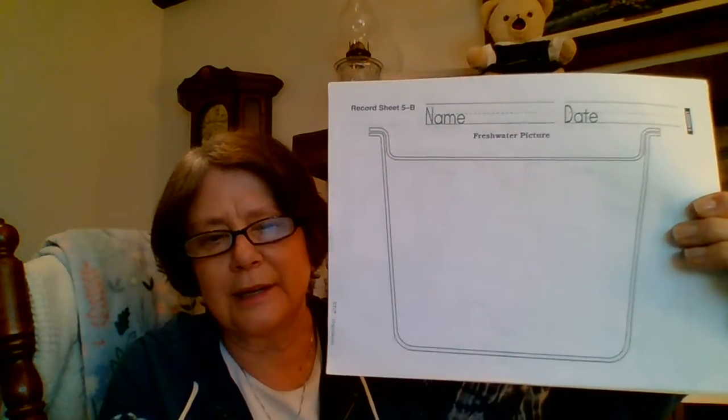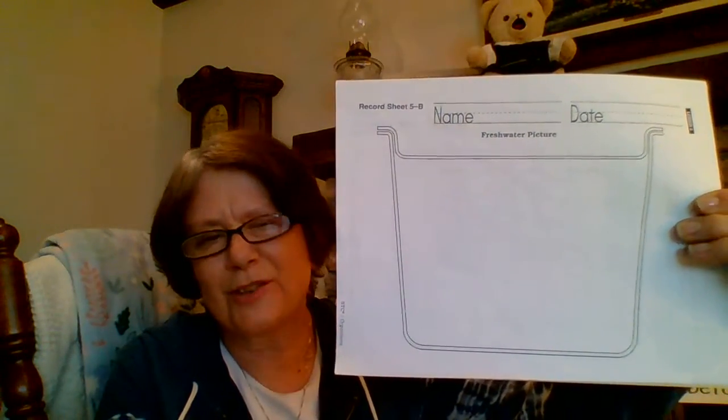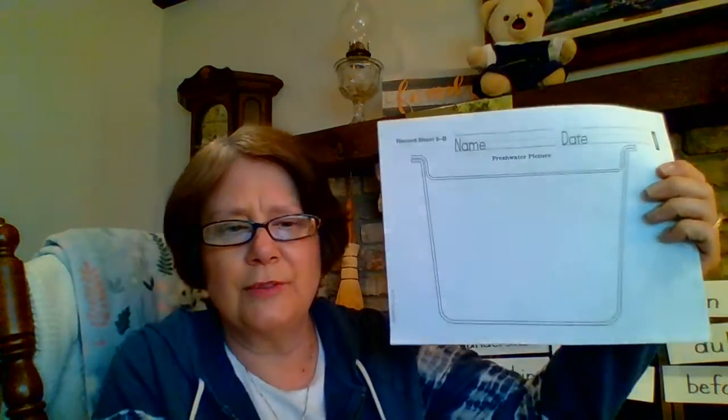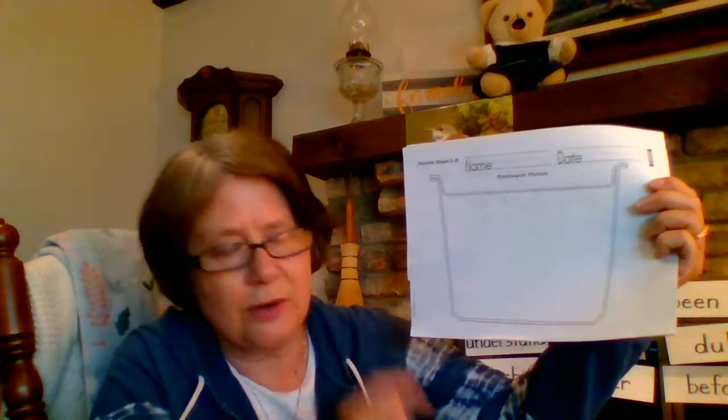And the second page, or the next page after the fish page, is called Record Sheet 5-B. And it looks like a fish tank, sort of. And it says, this is your freshwater picture. So I want you to look at that video and see what are some of the things that are in an aquarium for freshwater fish that help them stay alive. I always start at the bottom. Of course, we see gravel there. Draw your little tiny pebbles in there.